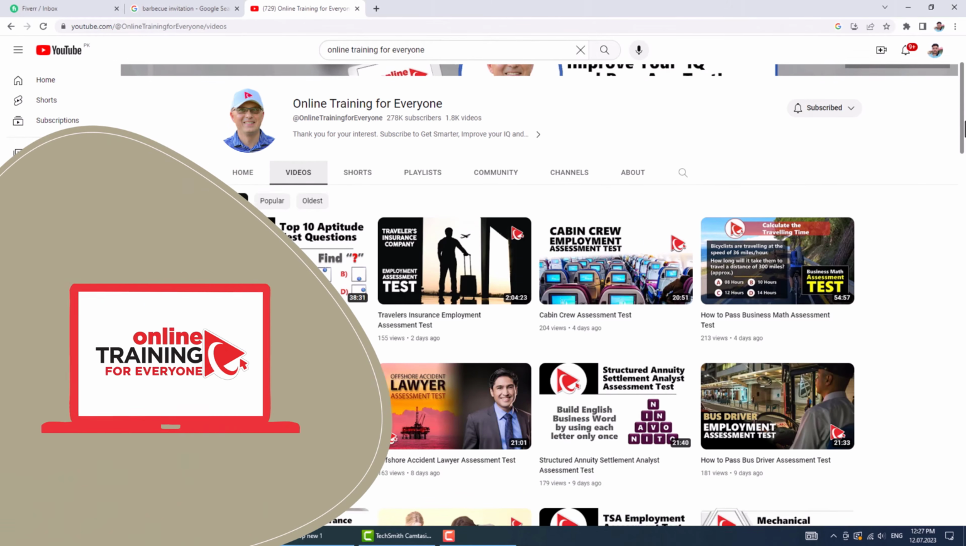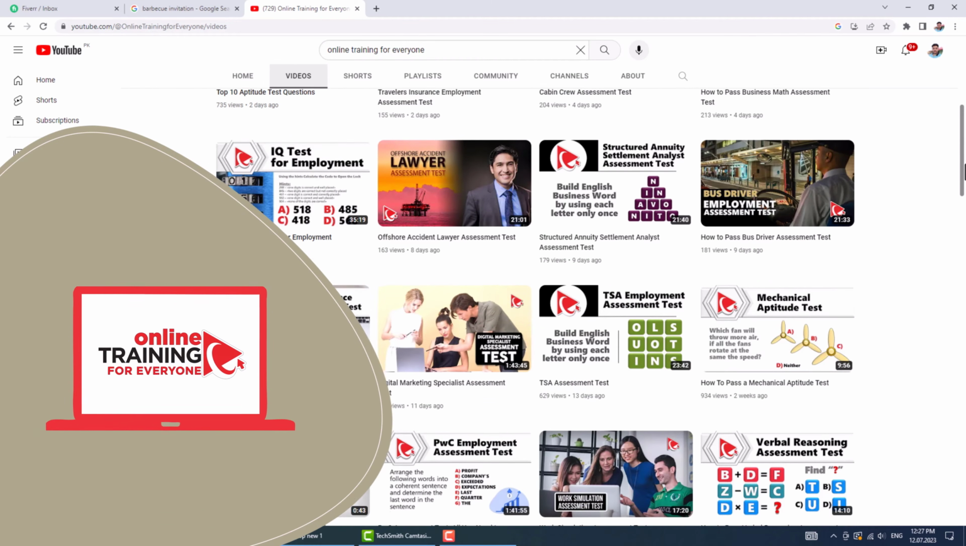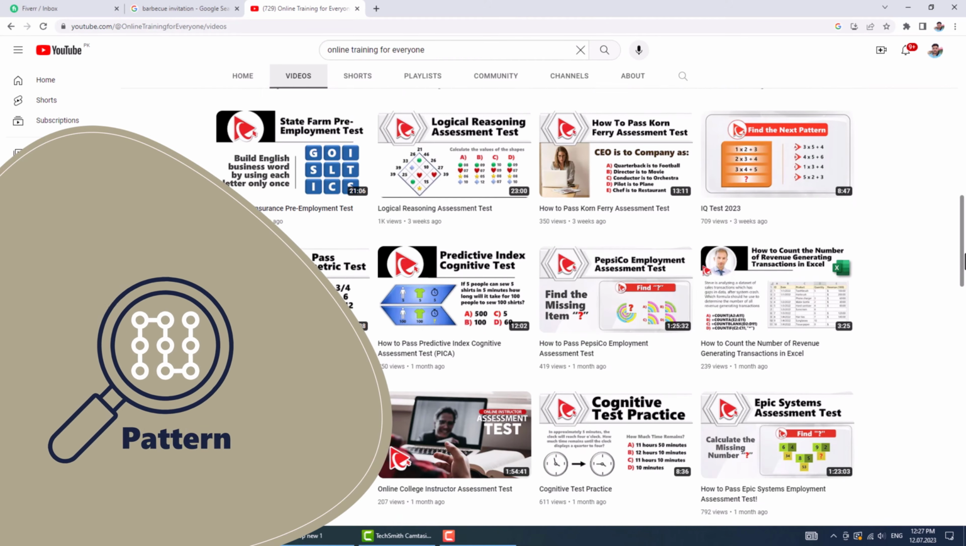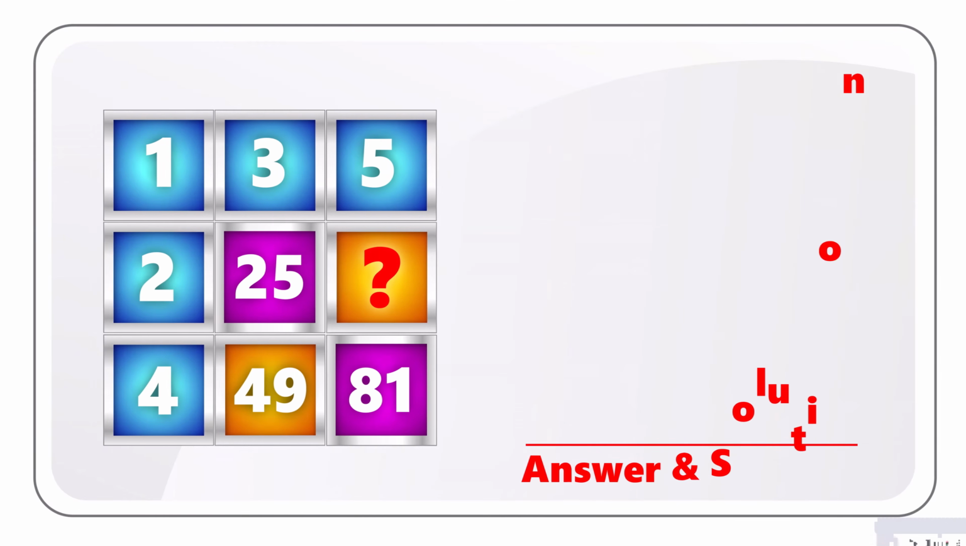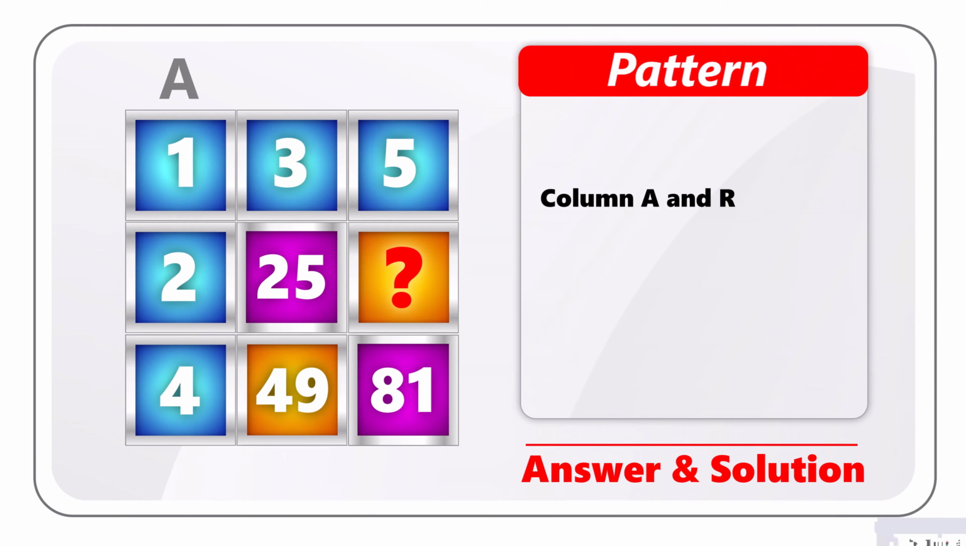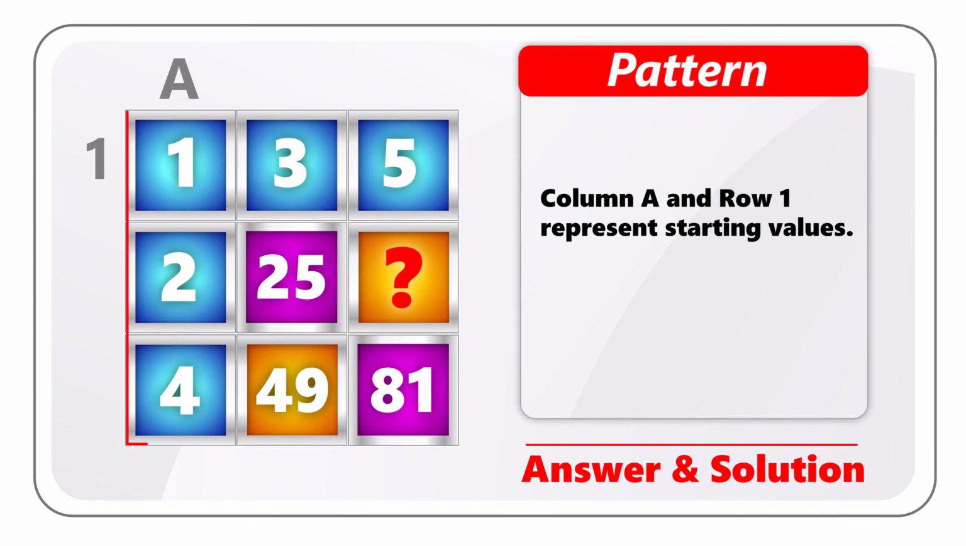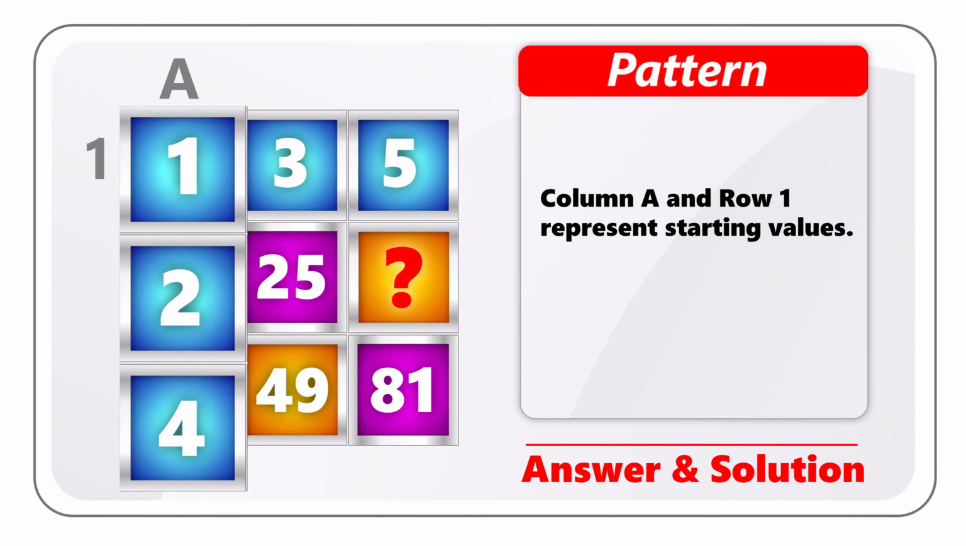If you are a frequent visitor or subscriber to this channel, it probably doesn't come to you as something new that you need to recognize the pattern. So I think the pattern here is that both column A and row 1 represent starting values that are used in the calculations. For row 1, the starting values are 1, 3, and 5, and for column A, the values are 1, 2, and 4.